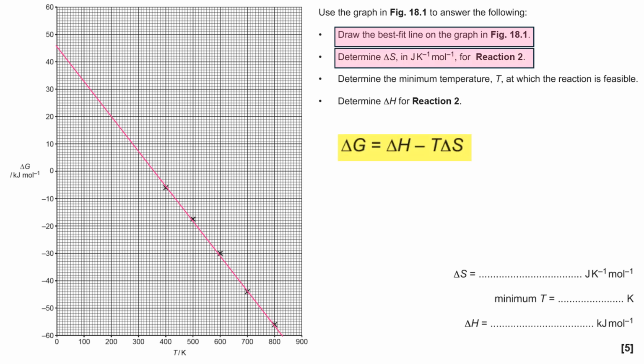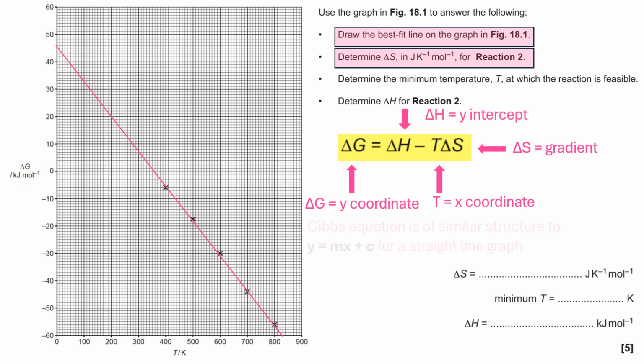So reaction 2 is mentioned earlier in the question. The part of the question I'm going to be doing doesn't need you to know about reaction 2, but they do give you the Gibbs equation. So a closer look at the Gibbs equation and you'll see that it actually is fairly similar to y equals mx plus c. So the x coordinate is going to be the temperature. You can see that clearly down here with the x-axis labelled T in Kelvin. Delta S is going to be the gradient. Delta G is going to be the y-coordinate because you can see that the y-axis is labelled delta G in kilojoules per mole. And finally, delta H is going to be the y-intercept.